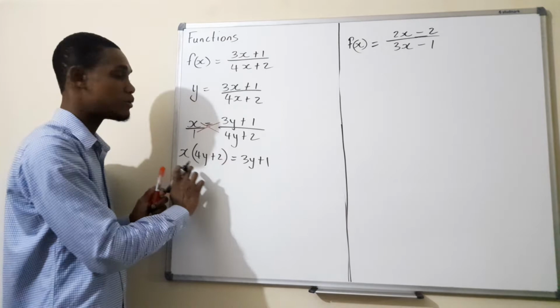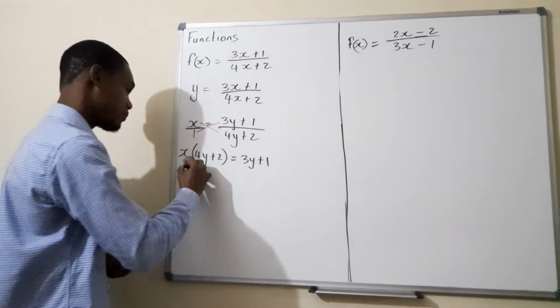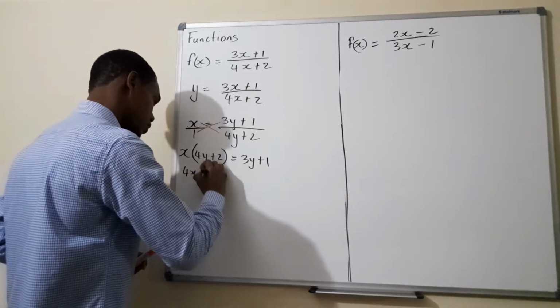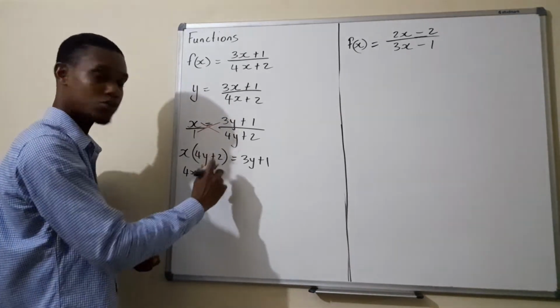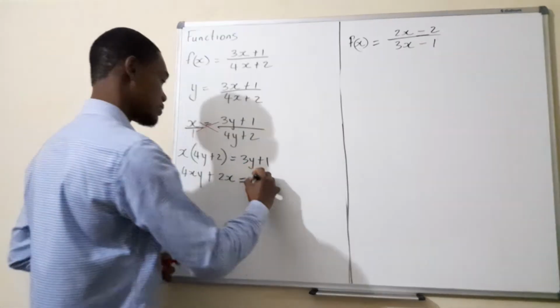Now when you get to this part, you'll apply your distributive property. So it means that whatsoever is on the inside of the bracket must be multiplied by what's on the outside. So it's x times the 4y, so that gives you 4xy, plus x times 2, that gives you 2x, is equal to the same thing on this side.